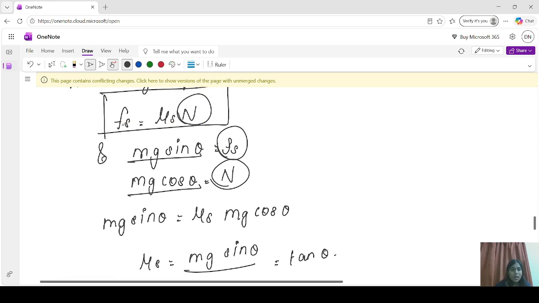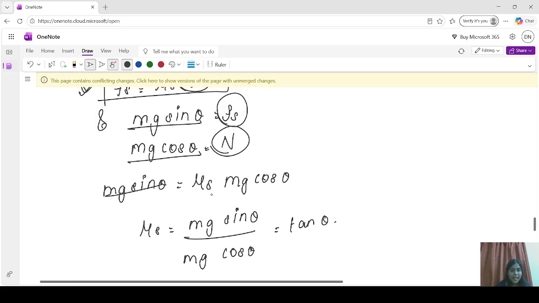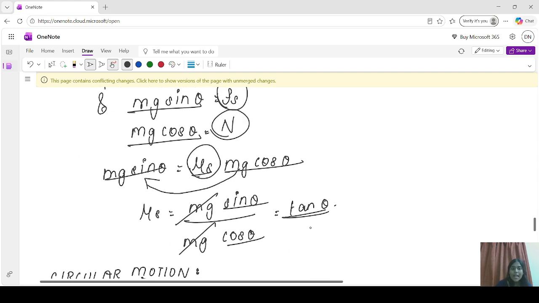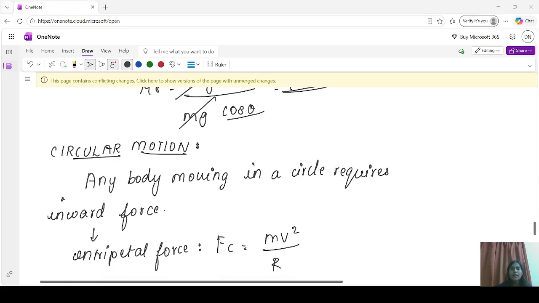And now if we apply this in the main equation, what is the answer? mg sin theta is equal to mu s mg cos theta. If we keep mu s on this side and bring mg cos theta to the other side, mg gets cancelled, and sin theta by cos theta is equal to tan theta. And that is how we obtain the angle of repose formula. Okay. Another concept here, what is rolling friction?